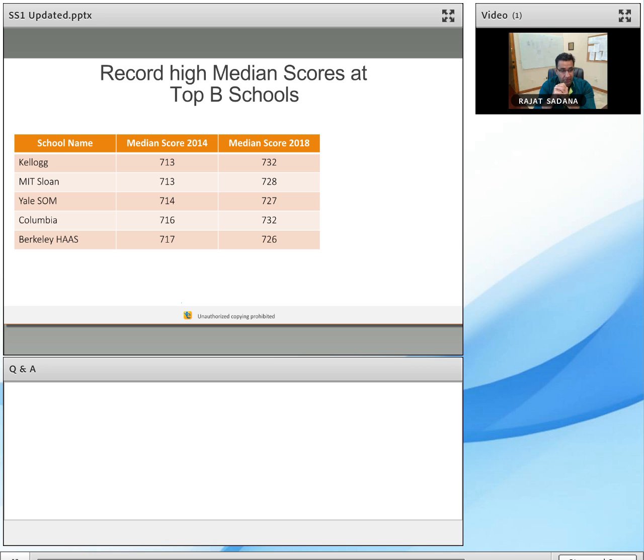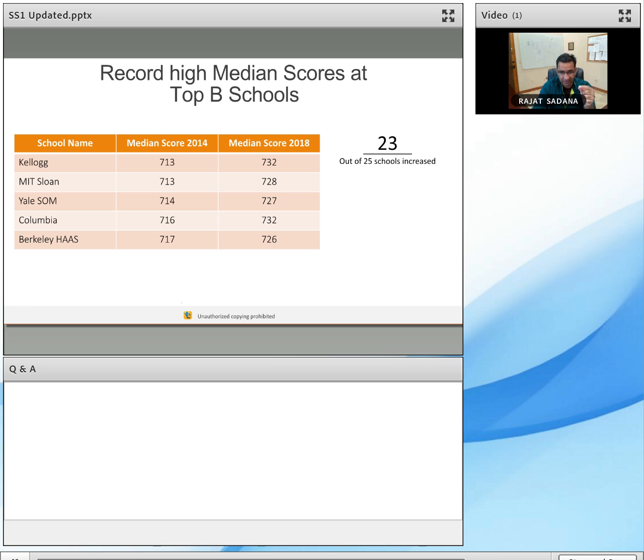Okay. Now, first of all, you won't see Harvard and Stanford here. Why? Because for Harvard and Stanford, the scores were already in the 730s in the year 2014. The second thing, at top schools such as Kellogg, MIT, Yale, or Columbia, the median scores have been going up. In fact, at MIT and Columbia, more than 80% of the incoming class has a score of 700 or higher, which means what these schools are telling you is, if you don't have a score of 700, don't even bother applying.